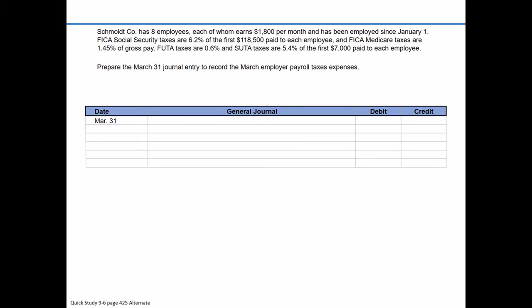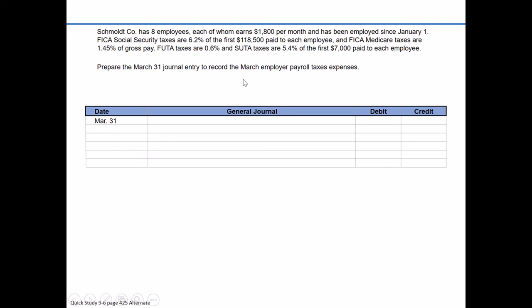So let's start building our journal entry and let's start reading through our scenario. Schmolt Company has 8 employees, each of whom earns $1,800 per month and has been employed since January 1st. I'm going to skip some detail for now and figure out what journal entry they're asking us to record, and that's the March 31st journal entry to record the March employer payroll taxes expenses. So we're not asked to record wages or employee deductions. What we're asked to record is the employer payroll taxes expense.